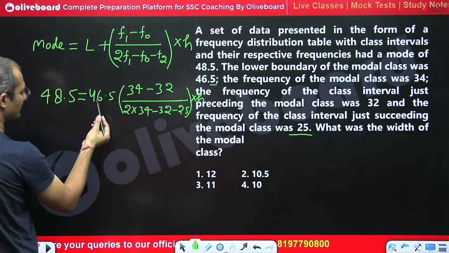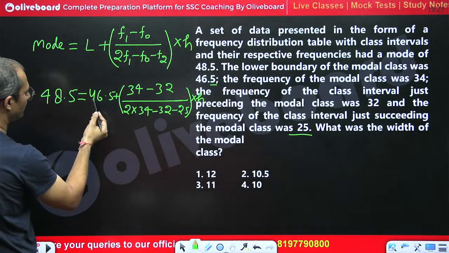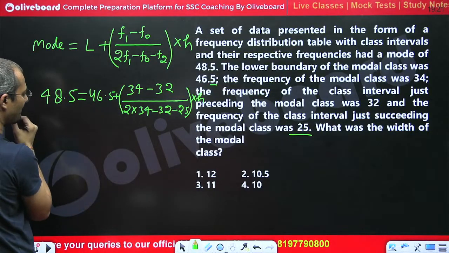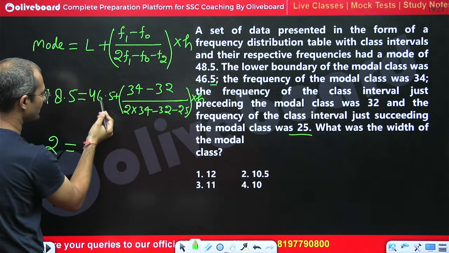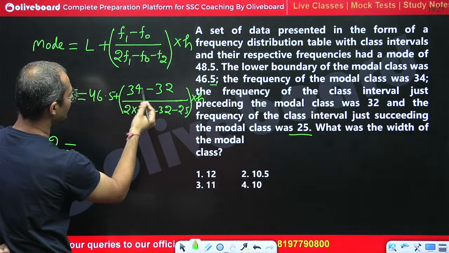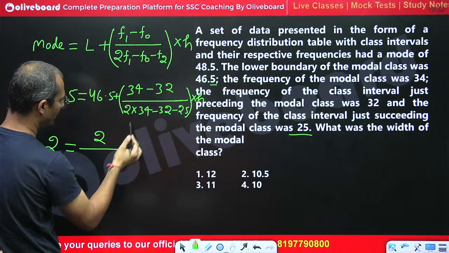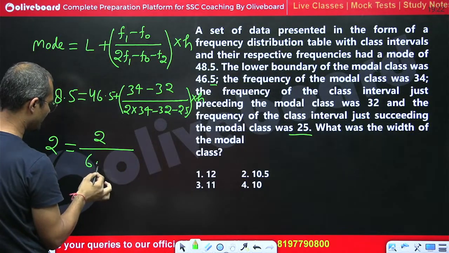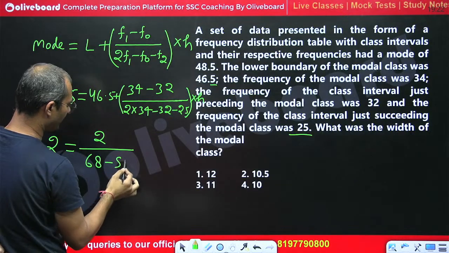So if we transfer 46.5 to the left side, we will get 48.5 minus 46.5, so we will get 2. Then 34 minus 32, we will get 2. So 34 into 2, here it is 68 minus 57, right?